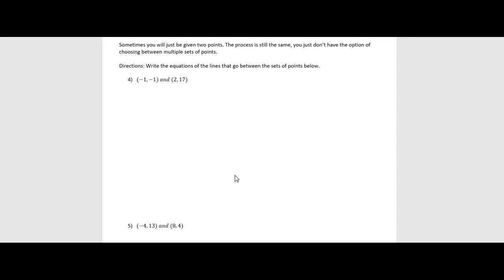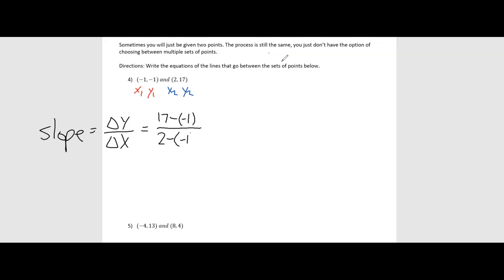The process is exactly the same. We just don't get the option of choosing between different points, right? They're telling us exactly what 2 points we have to use. So we're going to do number 4. Take a few minutes, find the slope, use point slope form because none of these points are the y-intercept, and then convert it to slope-intercept form at the end. I know it doesn't say you have to convert to slope-intercept form, but we're just going to do it for the video's sake.